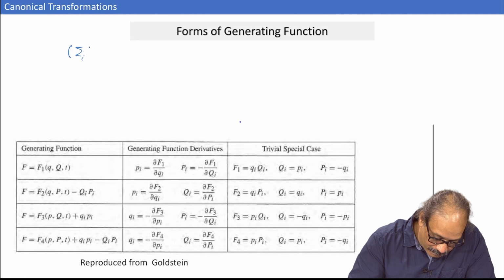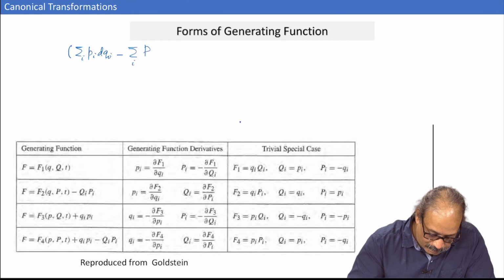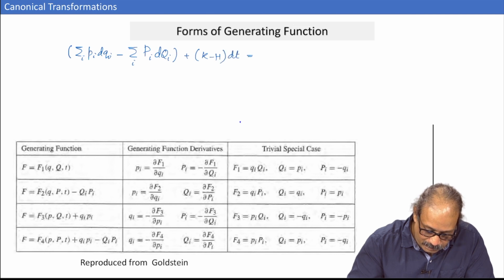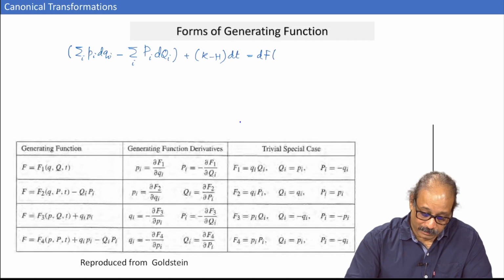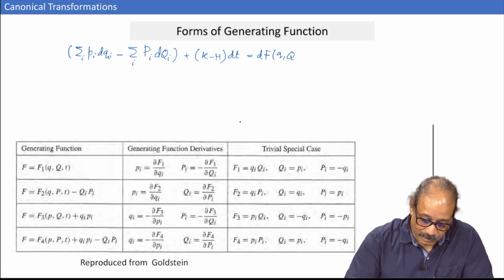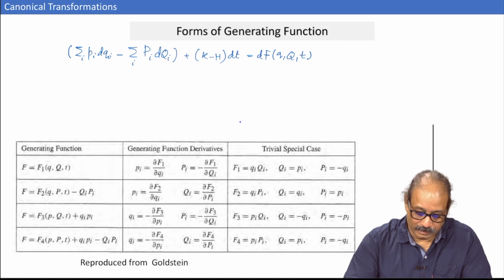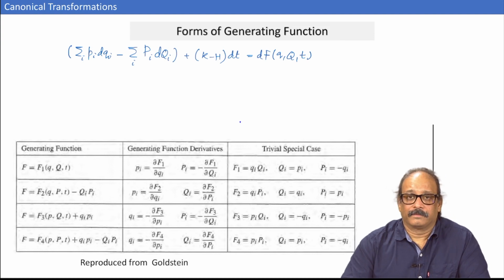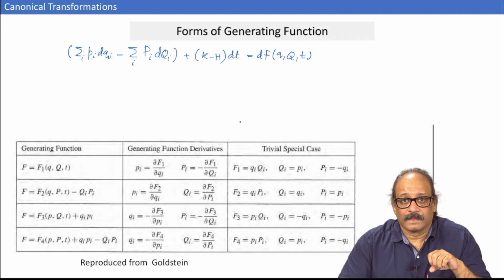you have p_i dq_i minus P_i dQ_i plus (K minus H) dt. This must be equal to some exact differential. And then we had said that this should be a function of q and t. But you see what we can do is this.